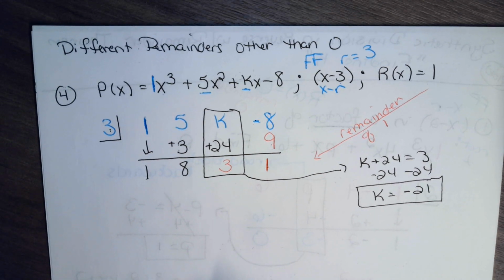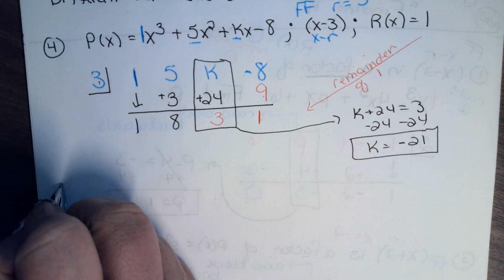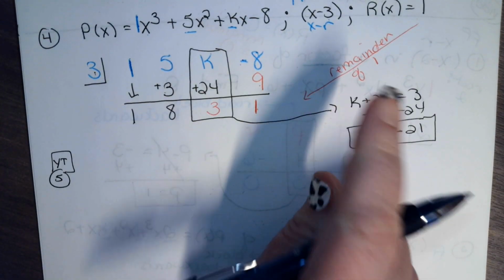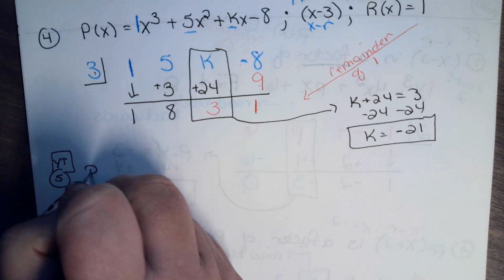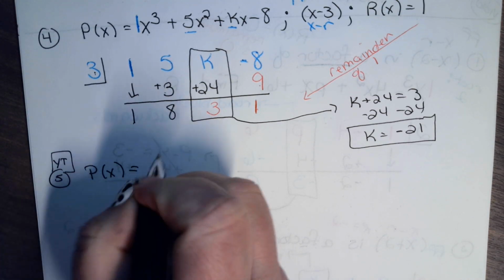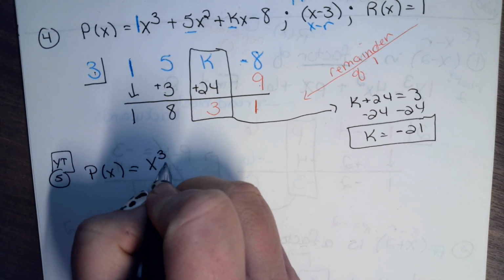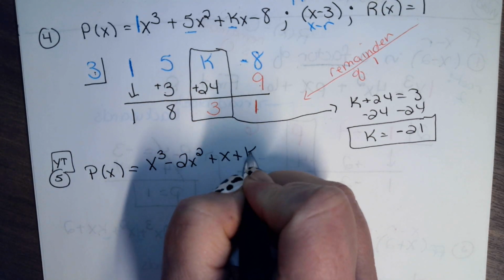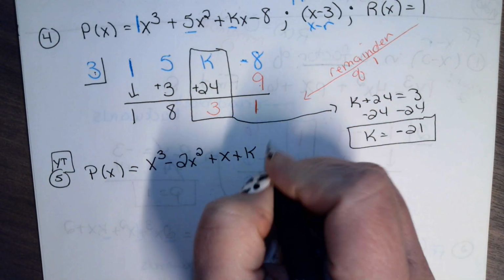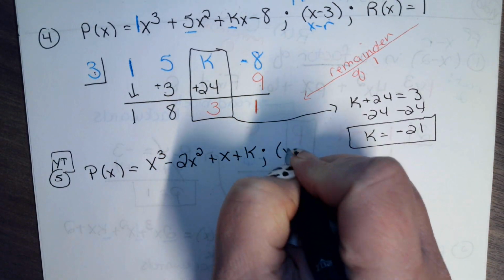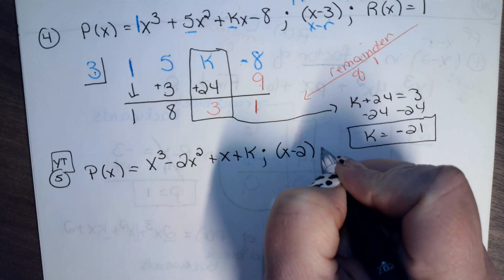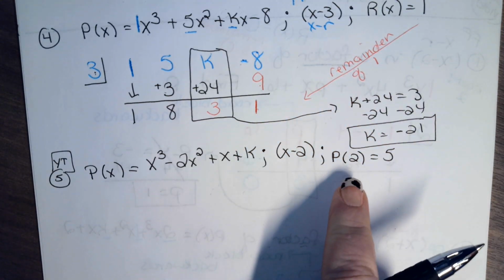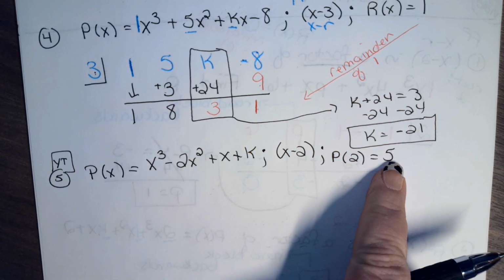Alright, so let me give you one to try on your own. And we'll kind of use the same directions as I did right here. Let's say that your given polynomial is x cubed minus 2x squared plus x plus k. Your binomial factor is x minus 2, and you're told that p of 2 equals 5. So that means your root of 2 will give you an output of 5.